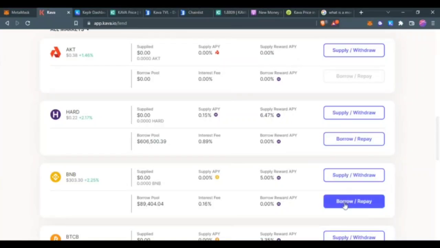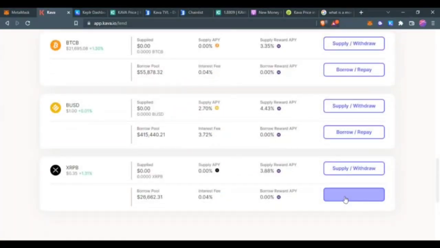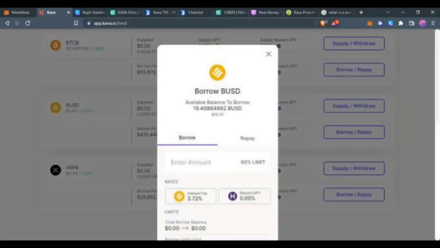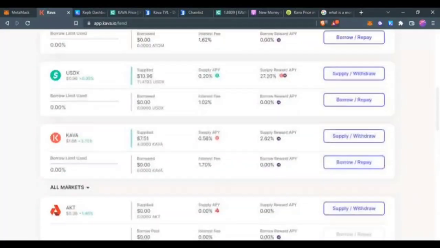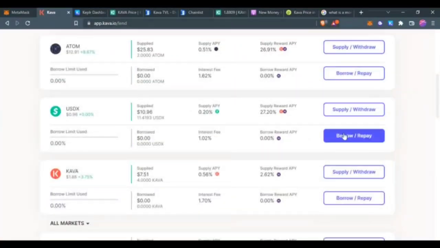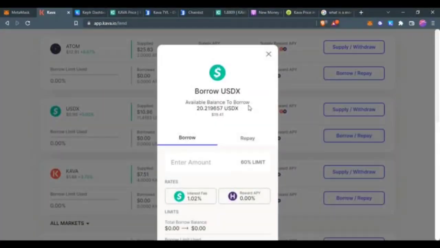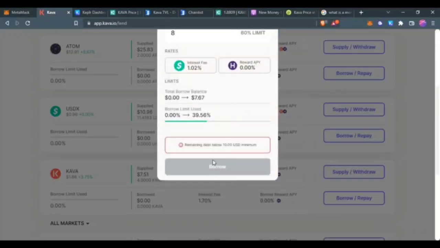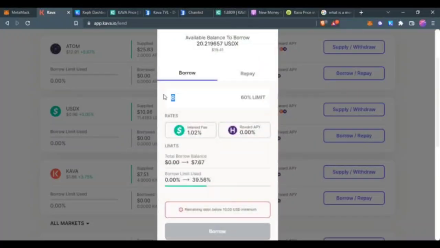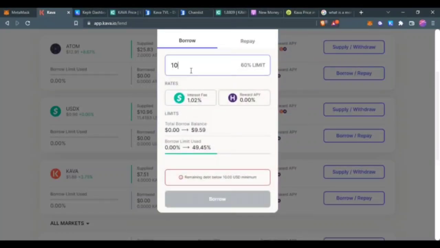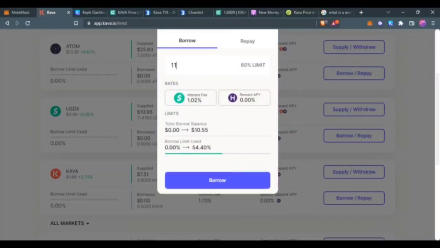Let me see, interest fee. BNB, BUSD, the interest fee is a lot higher on BUSD. So let's borrow USDX. Let's just do 10. There we go.